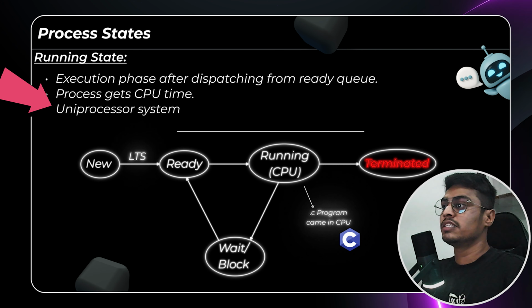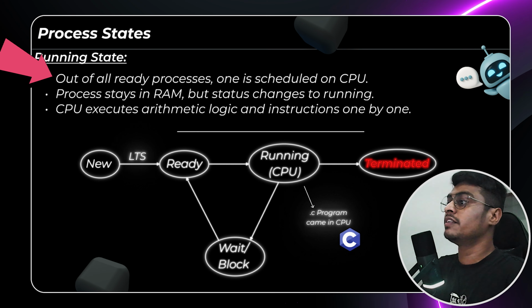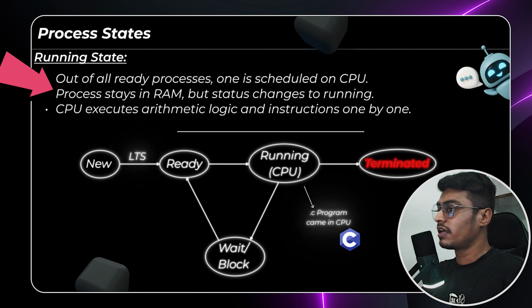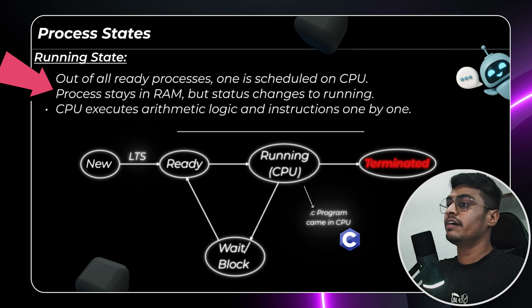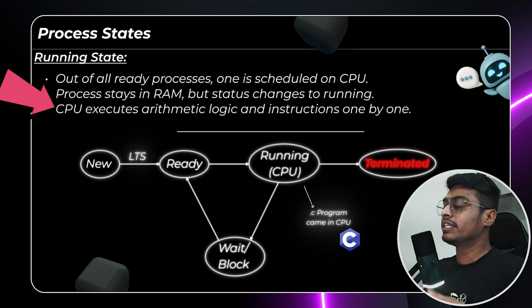In our current operating system syllabus, we assume a uniprocessor system. So out of all processes in ready state, we pick one and schedule it to the CPU. The process stays in the RAM, but its status changes and it gets executed by the CPU. CPU executes all arithmetic logic and instructions one by one.